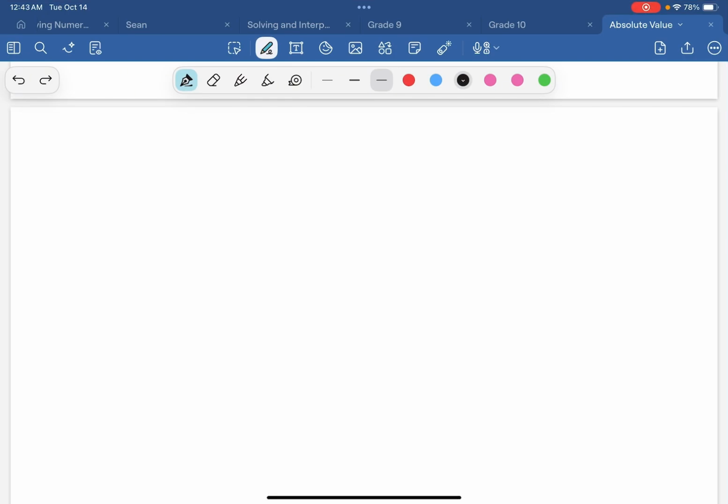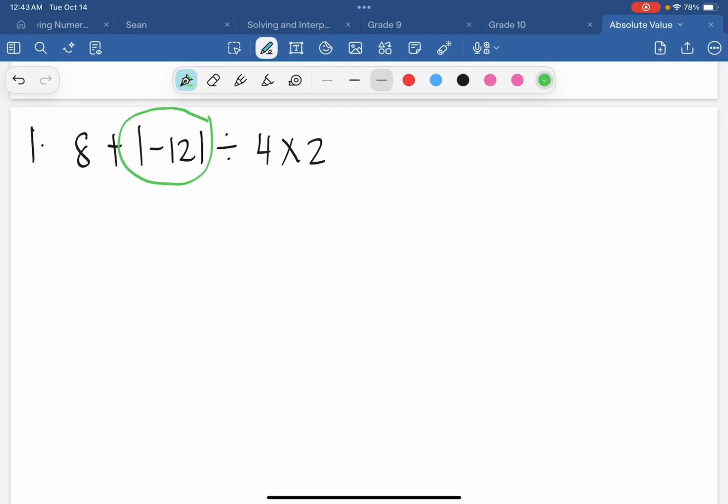So for the first one, we have here 8 plus the absolute value of negative 12 divided by 4 times 2. With this, we can operate the absolute value first, because the absolute value is a group by itself. So we have 8 plus, again, the absolute value of negative 12.